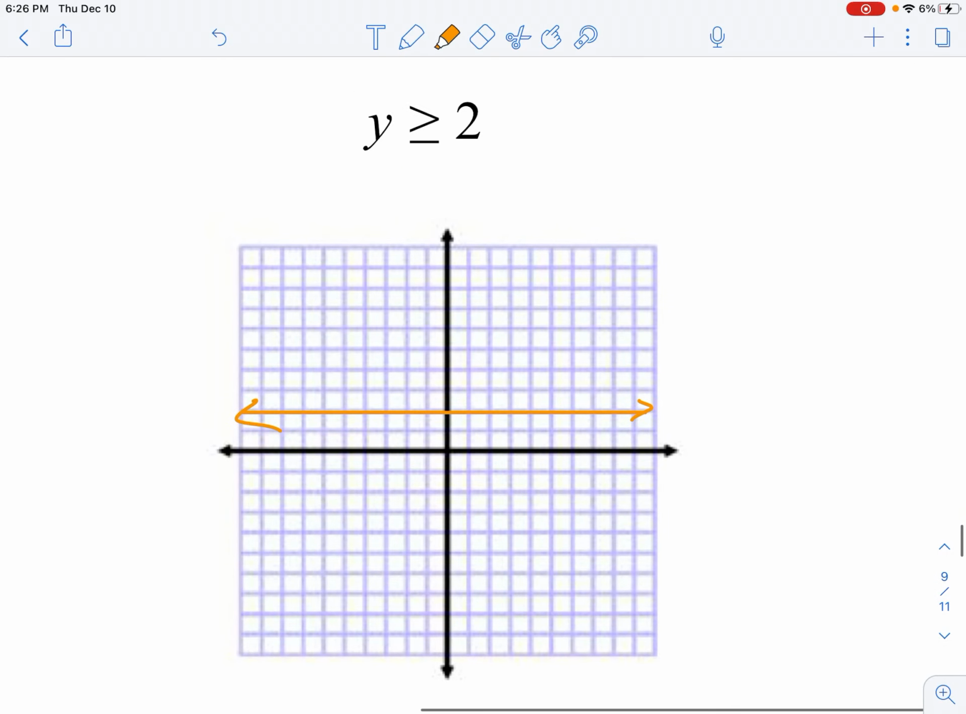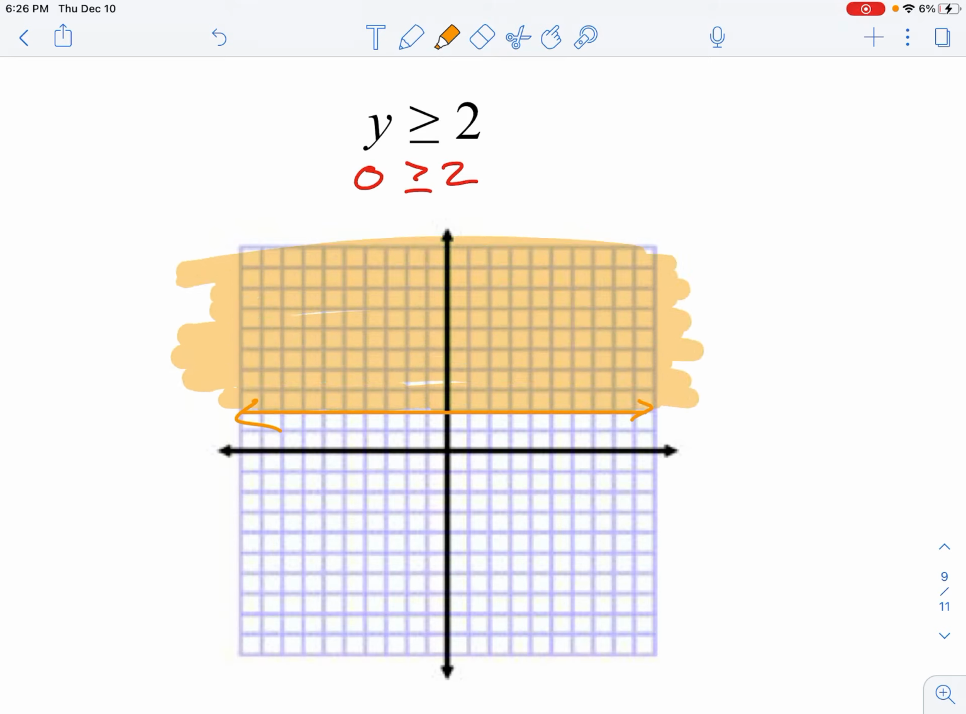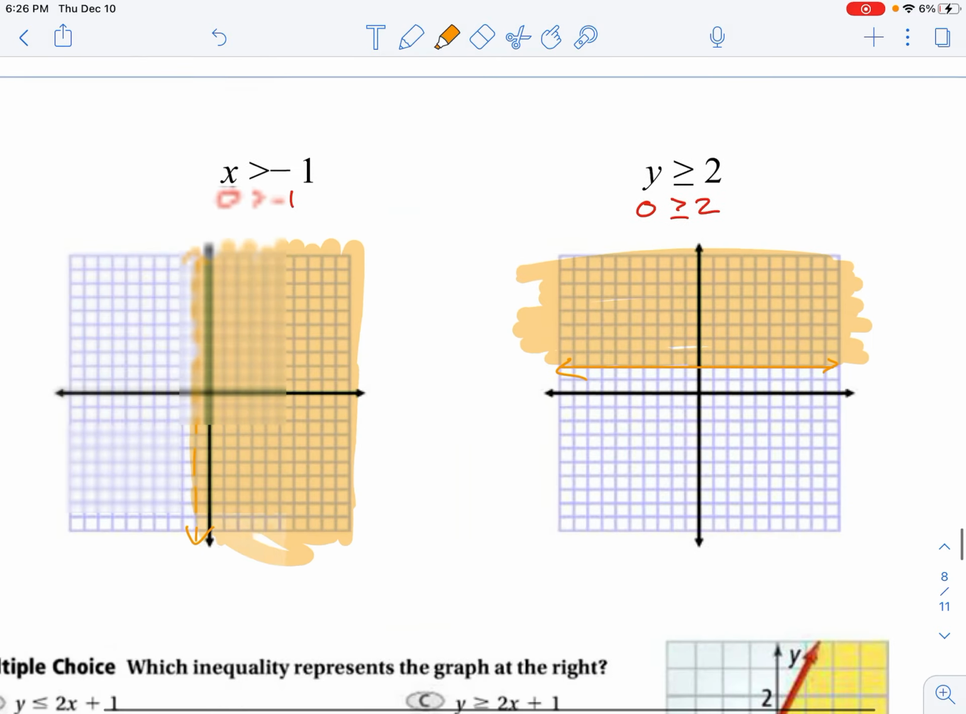Okay, on to the last one. If I plug in 0, 0 here with this line that's going through the y-axis at 2, if I plug in a 0, is 0 greater than 2? Hey, this is our first false one. 0 is not greater than 2, so we are not going to shade this side with 0, 0 on it. We're going to shade the opposite side. That's up here. There we go. We have it shaded.